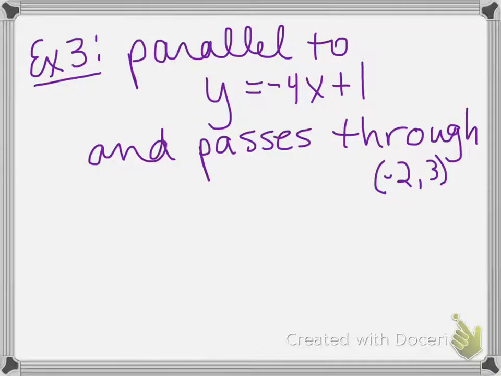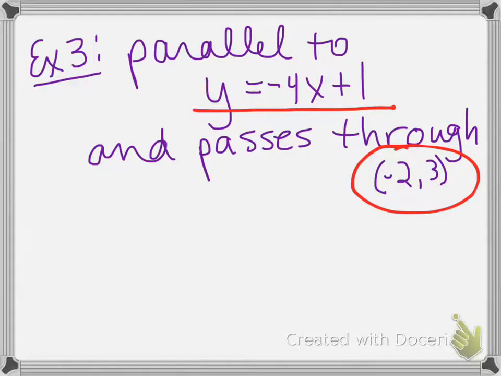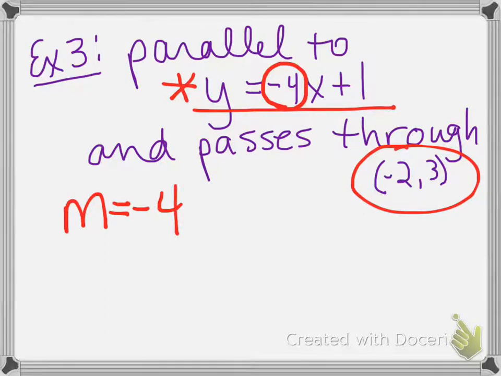Okay, what if I have to write a line that's parallel to a different line, and they also give me a point that it's passing through? So this time I have to do some work. I can't just automatically see the answer. For this line right here, my slope is the number right before x. So the slope is negative 4. Parallel lines have the same slope. So I'm going to use this same slope, and I'm going to use the point that they gave me, and I need to find out what b is.